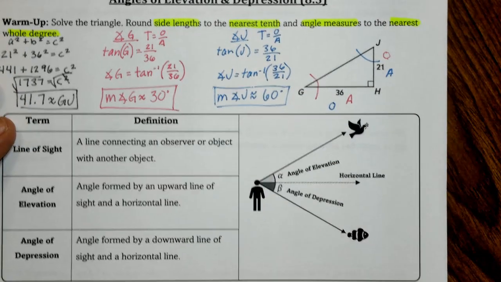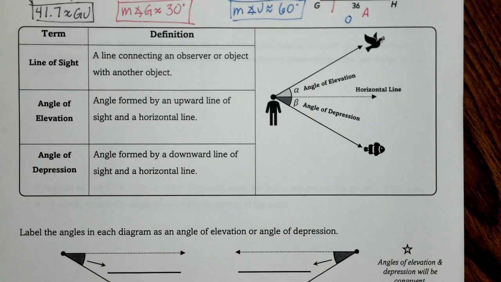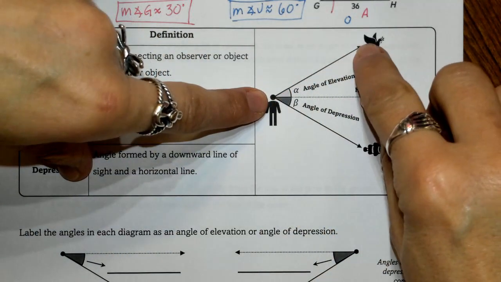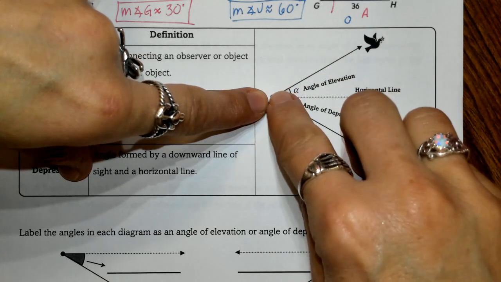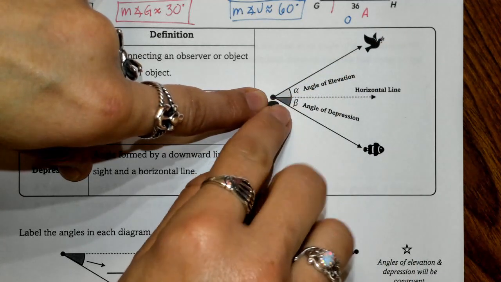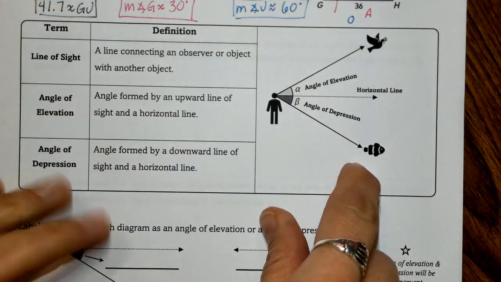Let's go ahead and talk about our angle of elevation and depression. First, we need to look at the line of sight. The line of sight is going to be the line that's connecting the observer or the object to another object. So right here, these solid lines are a line of sight. Where are you looking? I'm looking at the bird. My eyes are going to that bird. Or my eyes are going downward towards the fish.